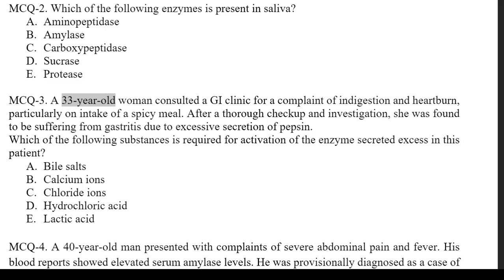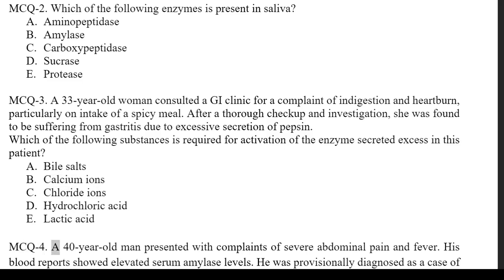MCQ 3. A 33-year-old woman consulted a GI clinic for a complaint of indigestion and heartburn, particularly on intake of a spicy meal. After a thorough checkup and investigation, she was found to be suffering from gastritis due to excessive secretion of pepsin. Which of the following substances is required for activation of the enzyme secreted in excess in this patient? Bile salts, calcium ions, chloride ions, hydrochloric acid, lactic acid.